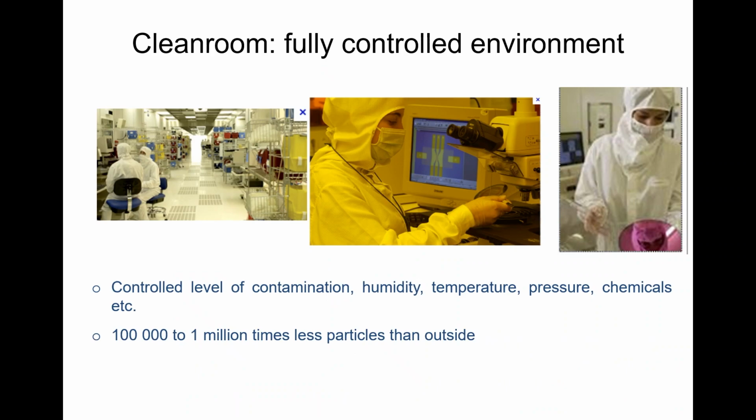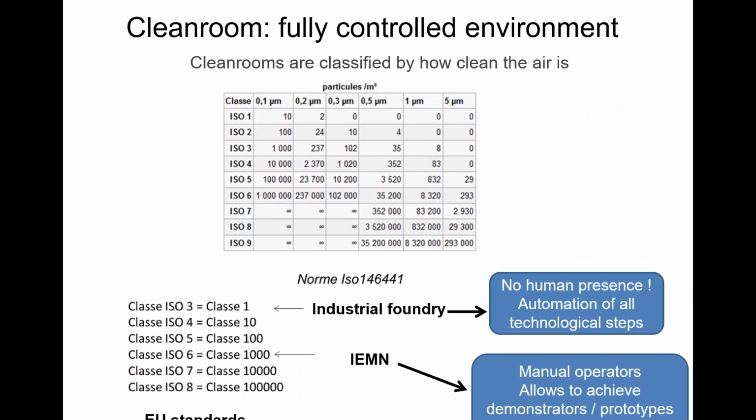So where is the clean room here? Just a few pictures quickly here. So this is a fully controlled environment. What I mean by control is contamination, humidity, temperature, pressure, a little bit of everything. And again, for people who are not aware, this is up to 1 million times fewer particles than outside. So that's quite a well-controlled environment. Of course, you have different classes of clean room. Don't go through here. Different ISO classes. Just to give you some examples here. So a real foundry is class 1.